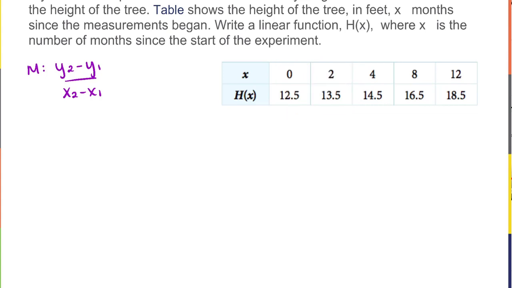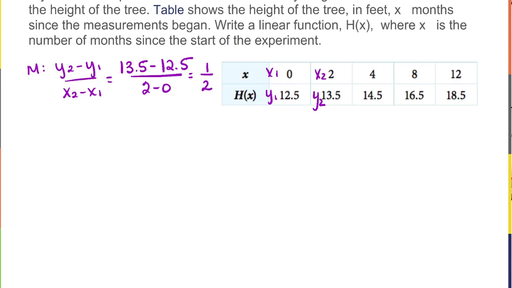Okay, so this is my x1 and my y1, and this is my x2 and my y2. So plugging that into the formula, 13.5 minus 12.5 on the top. On the bottom, I have 2 minus 0. And I get 13.5 minus 12.5 is 1. 2 minus 0 is 2. So I get a slope of 1/2.